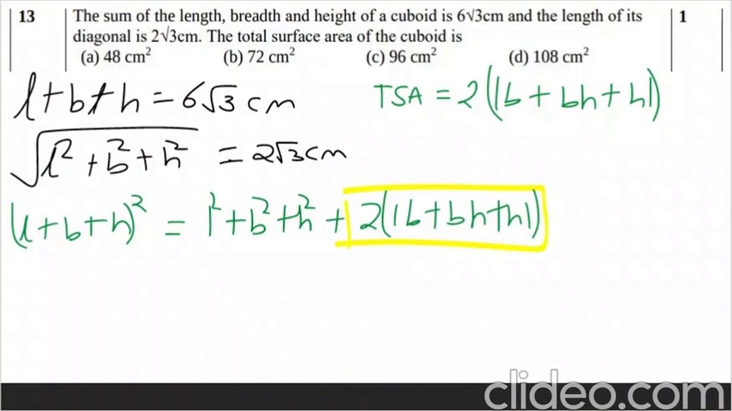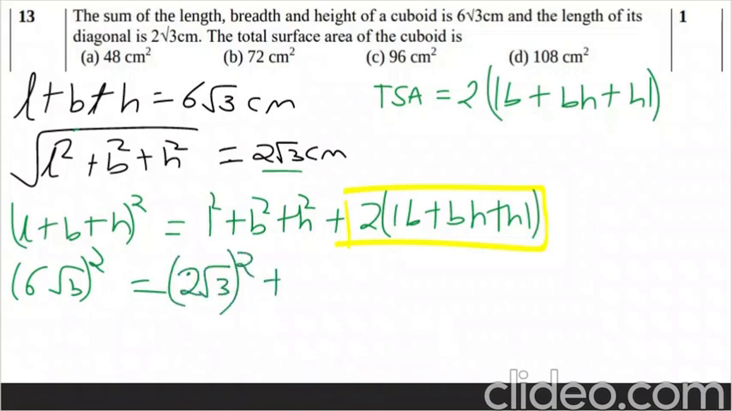So it's given that L plus B plus H is 6 root 3. So I can write it as 6 root 3 whole square equals L square plus B square plus H square, which is given to me as 2 root 3 with the root. So we'll take the root to the other side, that will become square. So that is nothing but 2 root 3 whole square plus the total surface area. Now, find the value. Super easy, right?